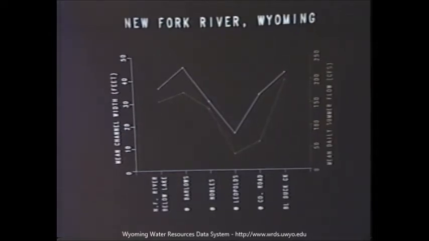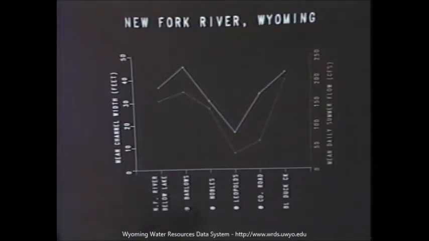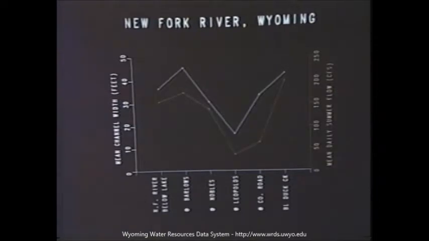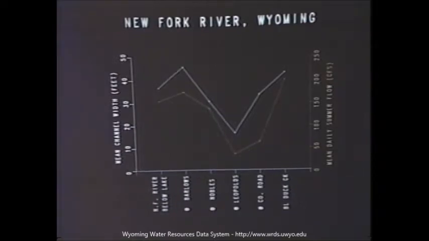Along the y-axis on this side in the white letters, we have mean channel width. And in the yellow or gold letters, we have mean daily summer stream flow. And along the x-axis there is river distance, moving from near the foothills, just coming out of the mountains, down to the lower end of the irrigated hay meadows where we start to see some return flow. But on the New Fork, it's a beautiful example of river response to stream flow depletion on this relatively low gradient C type of stream channel.